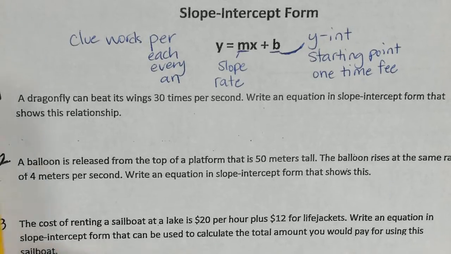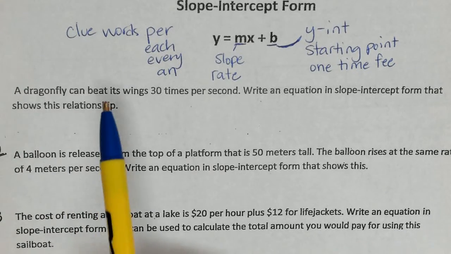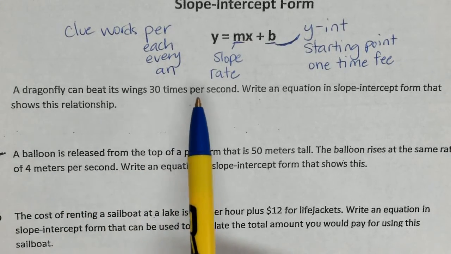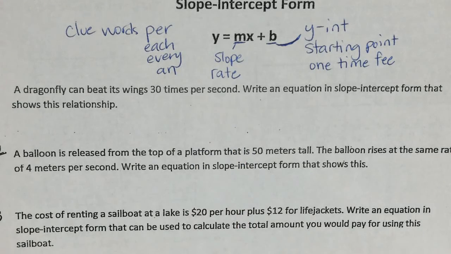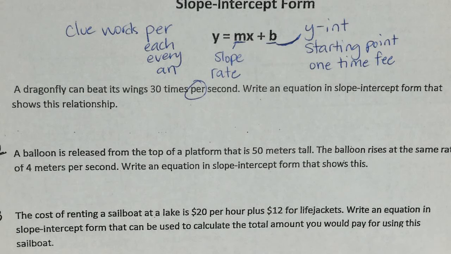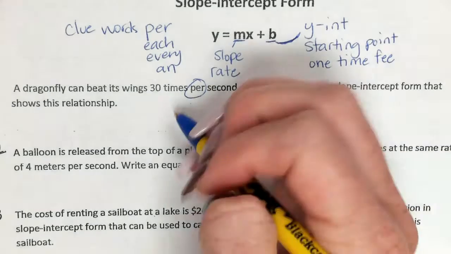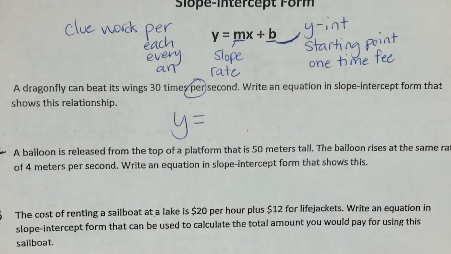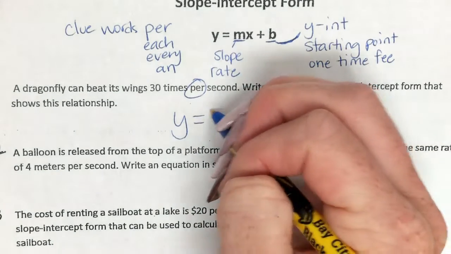Here we go. A dragonfly can beat its wings 30 times per second. Did y'all see a clue word? Do you see another number? So is there a y-intercept? No, it's just 0. So how would I write this? Y equals 30x.